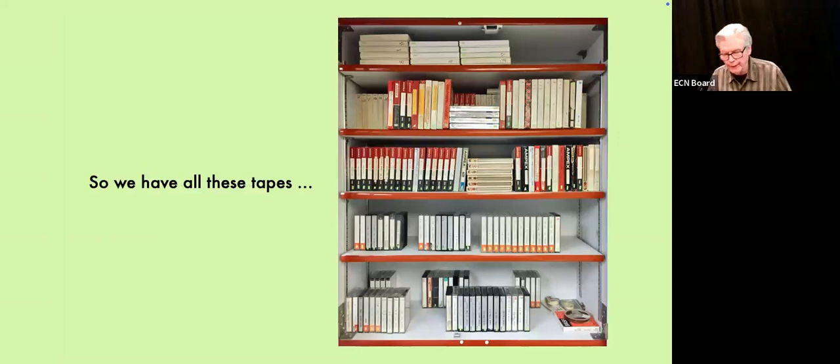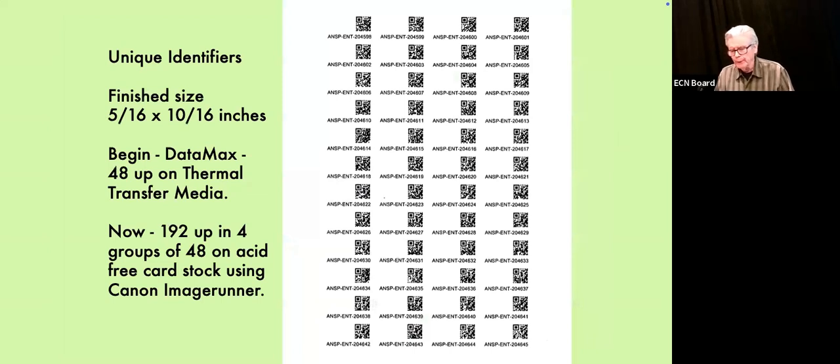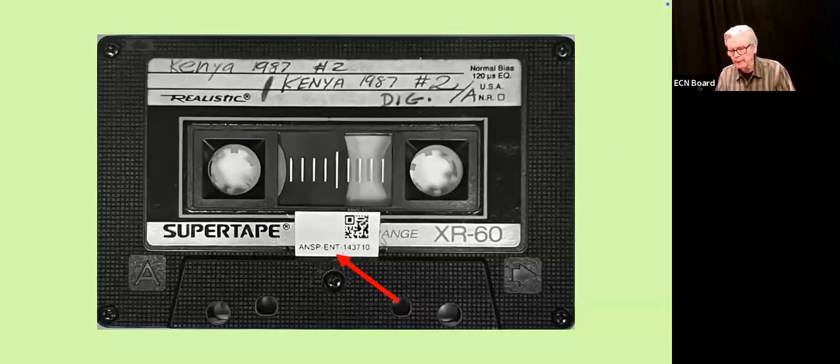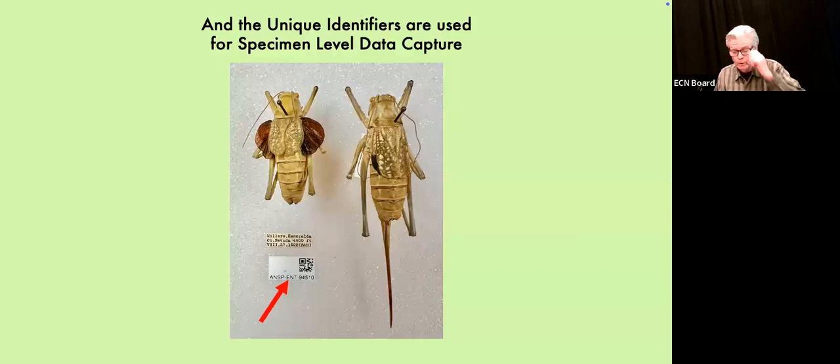Well, we got the IMLS grant, and then we started by putting a unique identifier on all of the tapes. Here's an example of a couple of the reel-to-reels with the unique identifiers. It said ANSP, ANT, and then a 6-digit number. We did the cassettes. We put the unique identifier right on the cassette case. We also did specimen level data collection, and all the specimens got a unique barcode also.